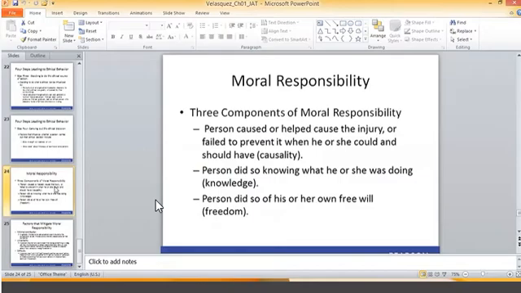The second one is that the person did so knowing what he or she was doing. So you have the knowledge, and you are not jahil. You have clear knowledge that committing that action is wrong. Unless you are not sure, for example, when a certain action has some ambiguity and you are not clear. Then you might not be 100% responsible for the action.